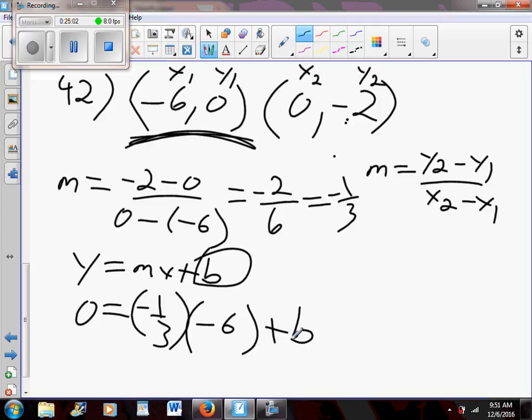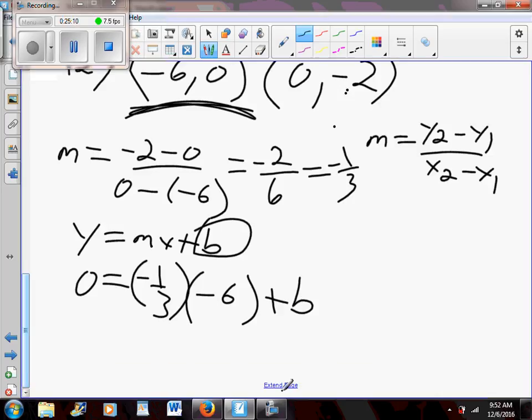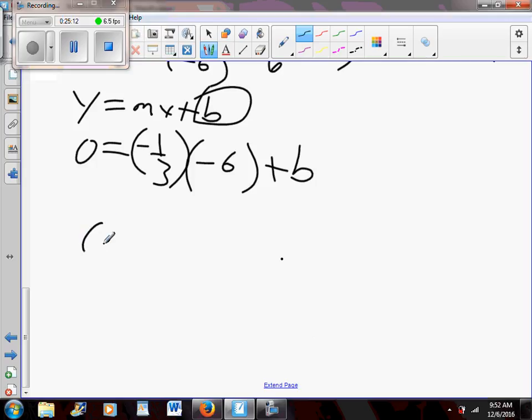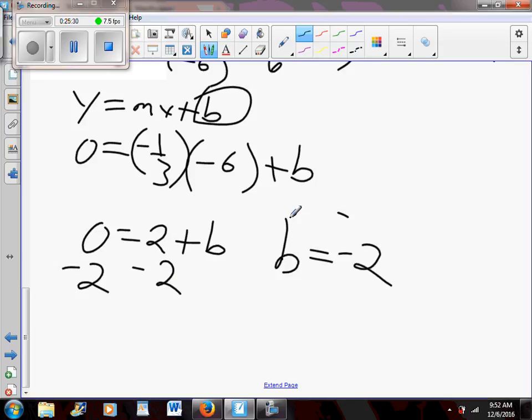Negative times a negative is a positive. What's a negative 1/3 times a negative 6? Can y'all tell me? Which is 2, isn't it? So you're looking at 0 is equal to 2 plus b, and of course now to solve for b, what do we do? Subtract 2 from both sides, yeah. So now what do we find b to be? Negative 2. Yeah. So that's what you need to be able to do.